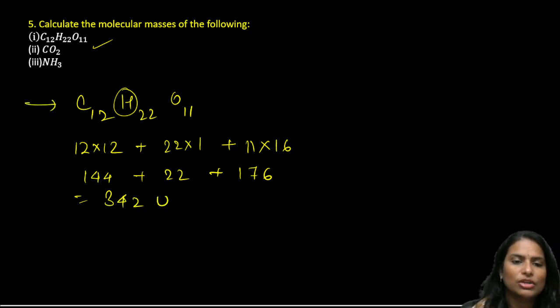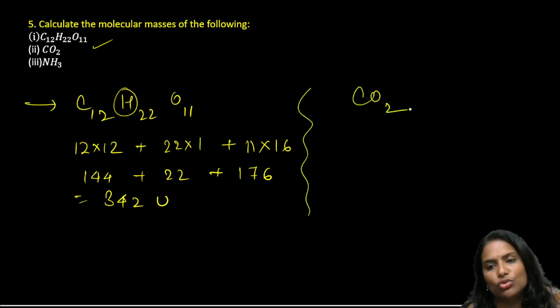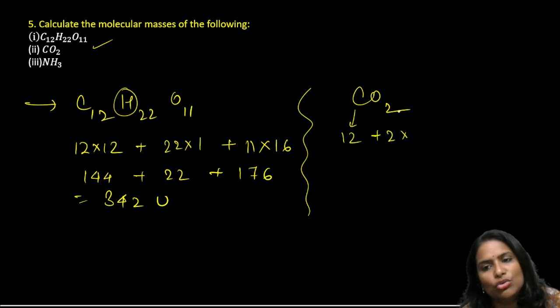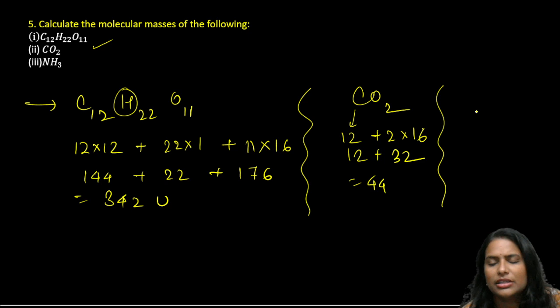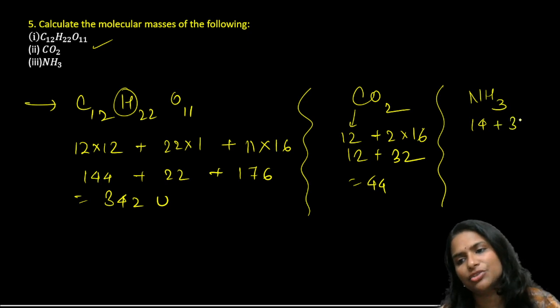So this is the mass of C12H22O11. If you see the second one, CO2, just now we have seen the mass of carbon atom is 12, plus 2 into the mass of oxygen, that is 2 into 16. So here 12 plus 32 equals 44. Let us see the next one, NH3. The mass of a single atom of nitrogen is 14, right, plus 3 into 1.